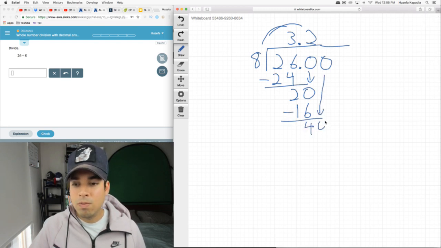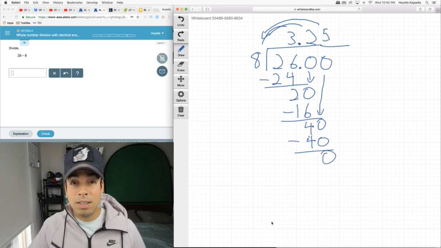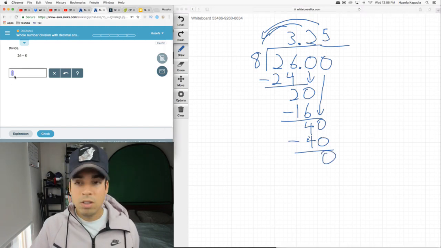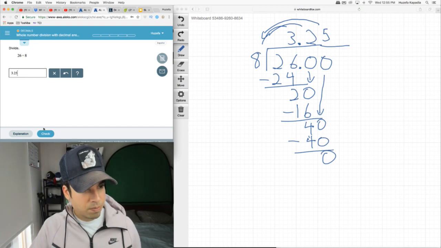Bring down the 0. 8 goes into 40 5 times. 5 times 8 equals 40. And now we've got no remainder. That means the decimals end right there and we are done. So the answer here is 3.25.